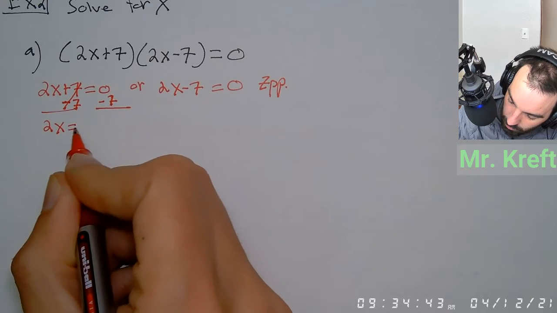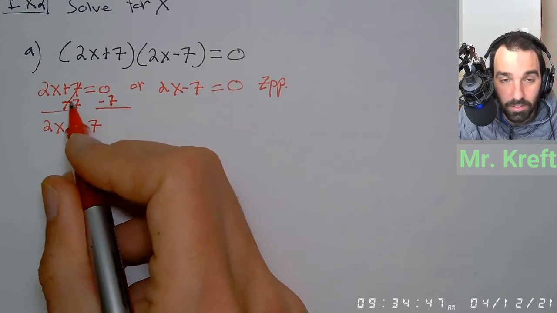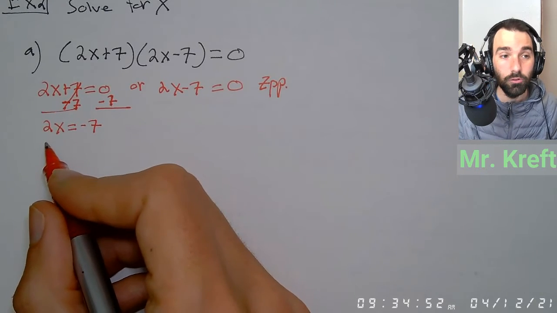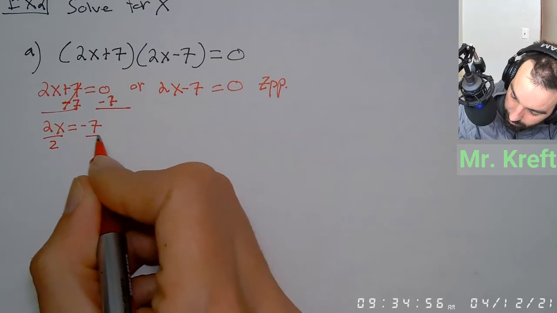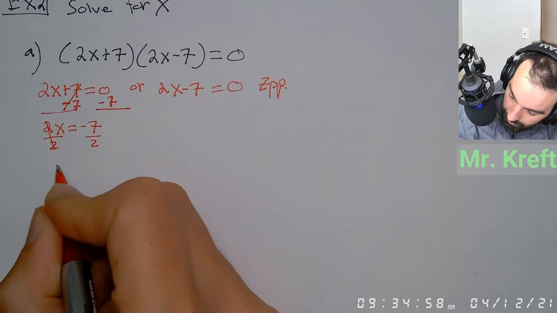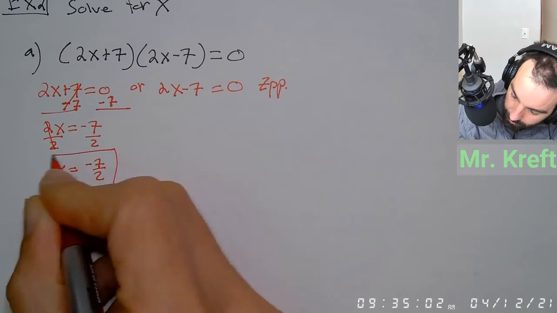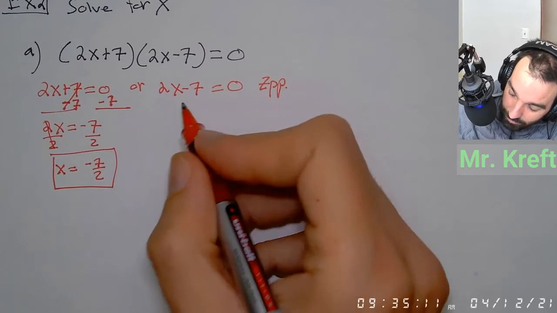So I got 2x equals negative 7. Okay, so I get rid of addition and subtraction first. And then here, I have 2 times x. So the opposite of multiply is divide. So I get x equals negative 7 halves. Okay, and see, you don't have to worry about a thing. Just leave it as a fraction. This is why fractions are great, because they're easier to deal with.